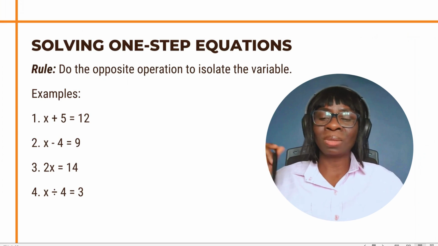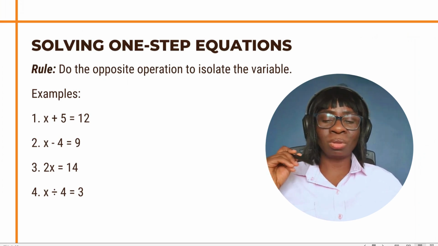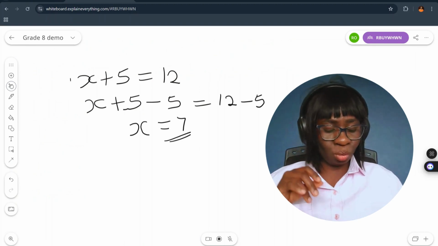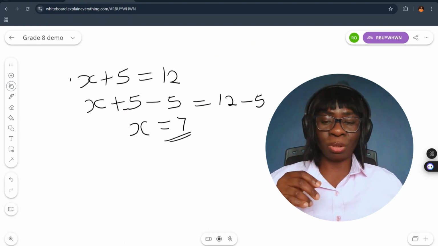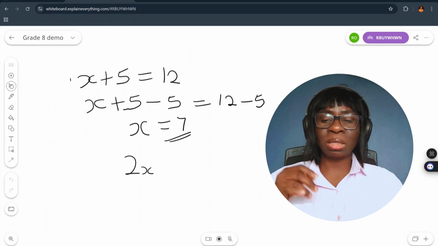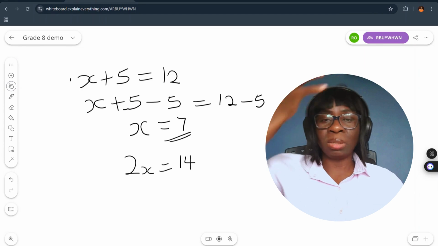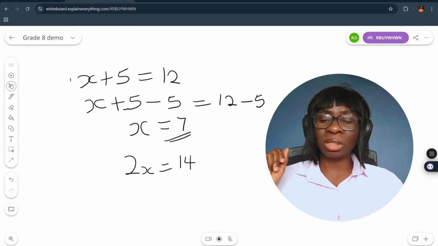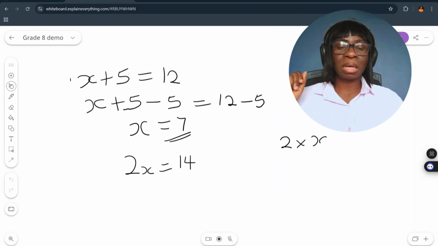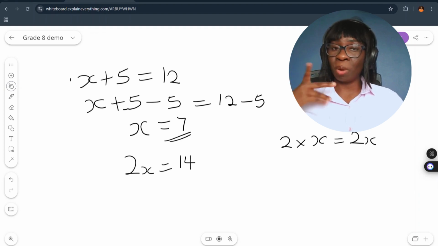So the next one says 2x equals 14. So 2x, don't forget we do not have plus or minus here. If 2x is equal to 14, you know that the relationship between 2 and x now is times, because 2 times x is what we write as 2x. And don't forget we said we will perform the opposite operation on both sides.